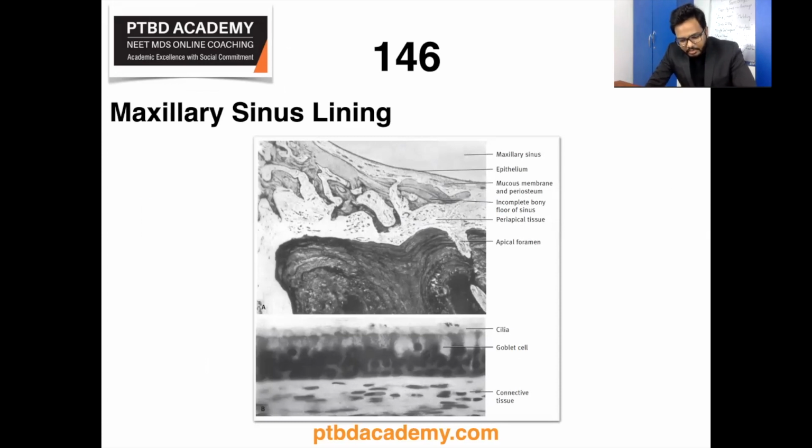So mucous membrane epithelium of maxillary sinus, as you can see in this particular slide. The top one, A, is the apical region of a second premolar, histologic image. Lining of sinus is continuous with periapical tissues through openings in the bony floor of the sinus. As you can see, it's been labeled as well. And B is a high magnification of the epithelium of a maxillary sinus, as we discussed. A pseudostratified columnar ciliated epithelium, right?